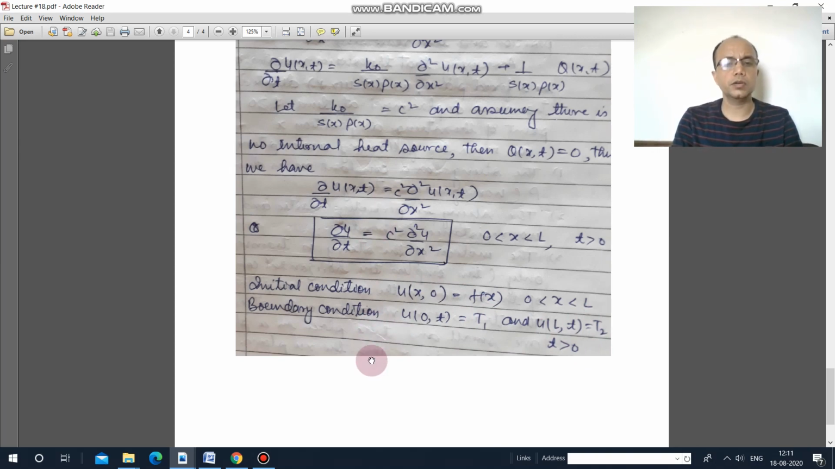So this is the derivation of the one dimensional heat equation. I hope that you got the concept, and now you can derive the one dimensional heat equation. Thank you.